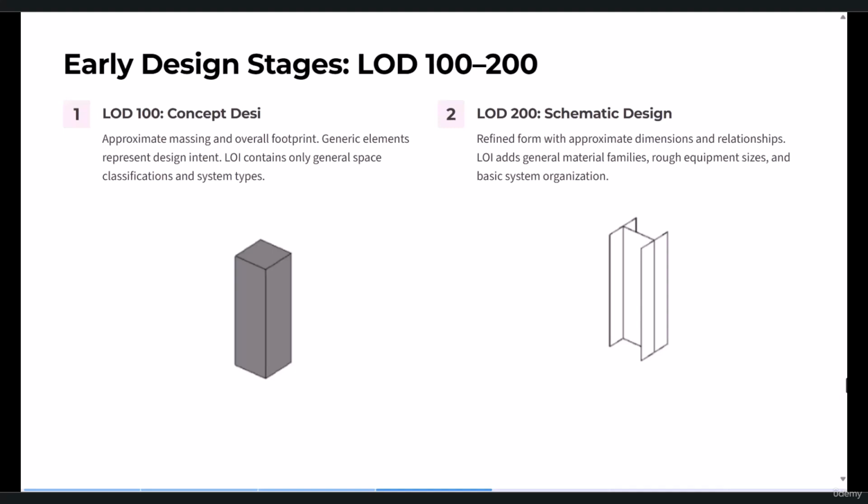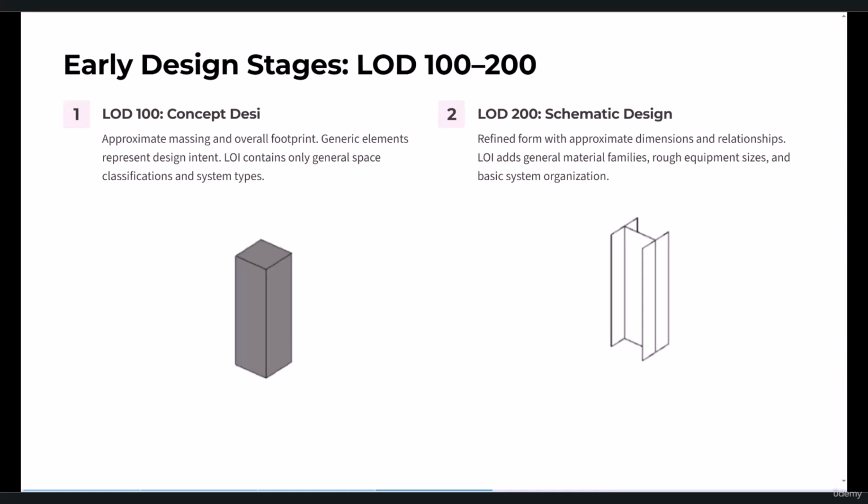For example, this picture that you can see here is just displaying the general volume. LOD 200, schematic design. So at this level, the form and approximate dimensions of the elements will be clear. Columns and walls will be modeled with approximate dimensions, and the real volume will be determined later. LOI will also be more than LOD 100. For example, the materials will be defined generally.